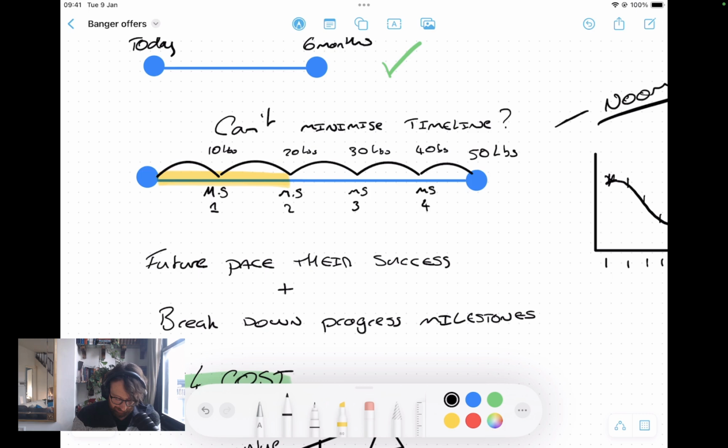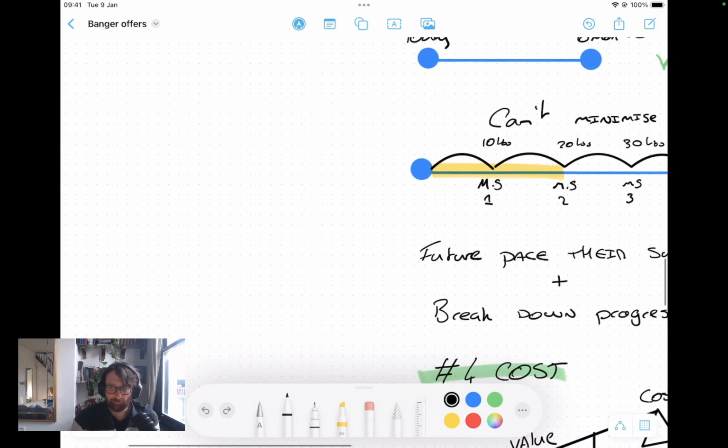Now you'll see I've highlighted this bit over here yellow, and that's because those initial milestones and that initial success are the most important. The faster you can get somebody a result with your offer, the more likely they are to stay long term. I did some consulting a while ago with a big fintech company, and it was to address churn rate. If you're not aware, churn rate is the number of people who leave the app.